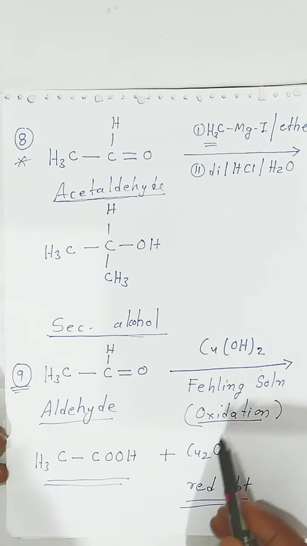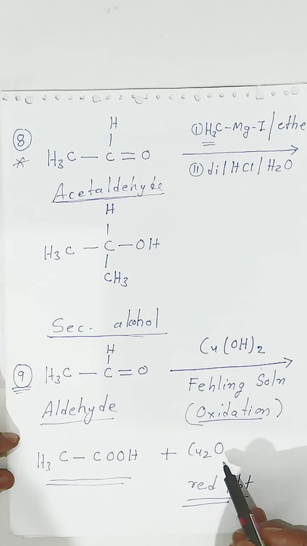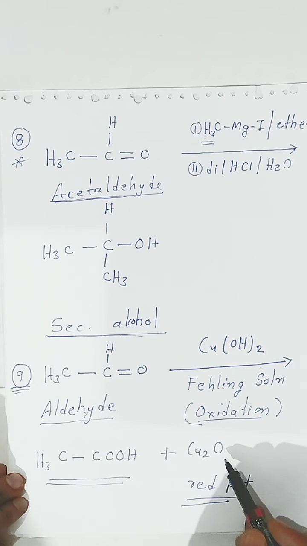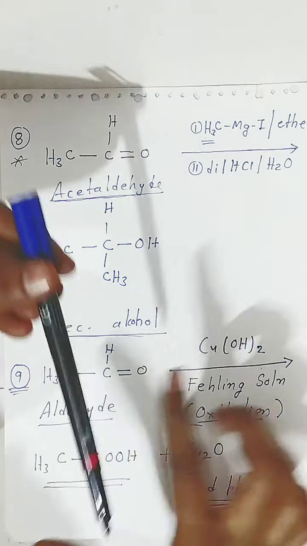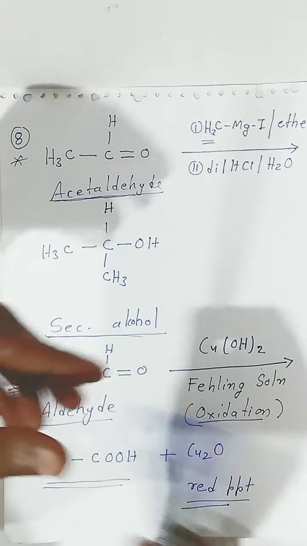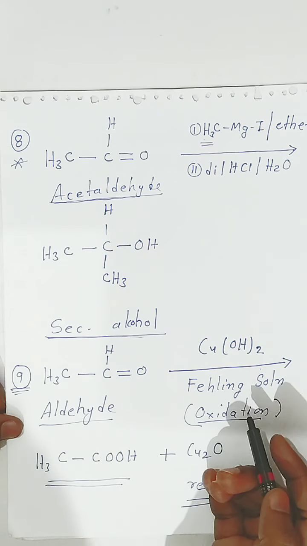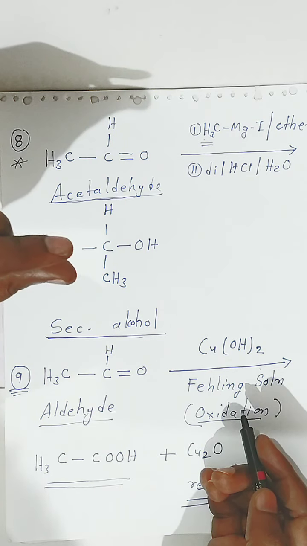Now after that, students, because of this copper, you will get cuprous oxide at both sides of the test tube. You will get cuprous oxide, a red precipitate, coming around in your test tube. That means aldehyde is present if you are adding Fehling solution. Because of the Fehling solution, you come to know this given compound is acetaldehyde.